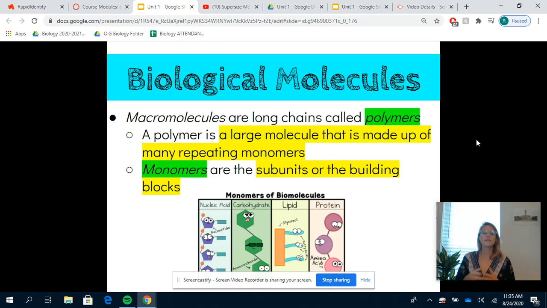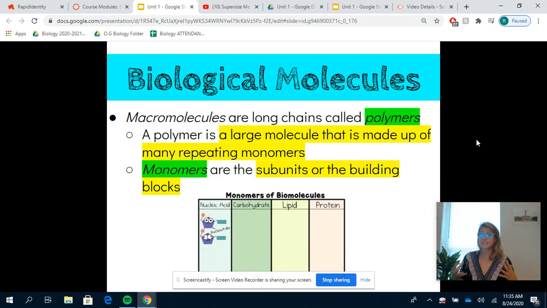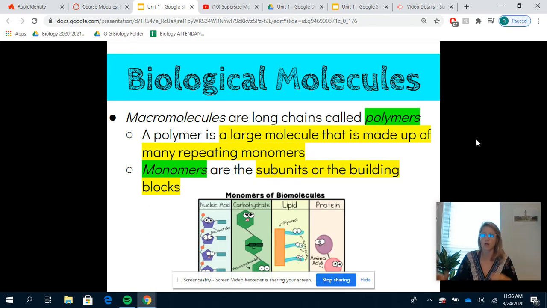So an example, you guys, a monomer, like a building block, for example, could be bricks. The bricks get built up to become a house. That house could be represented as the polymer or the macromolecule.